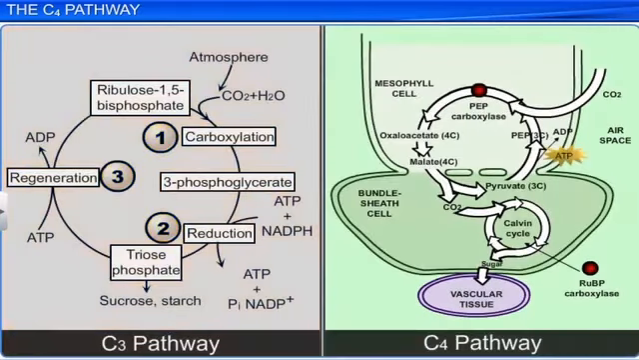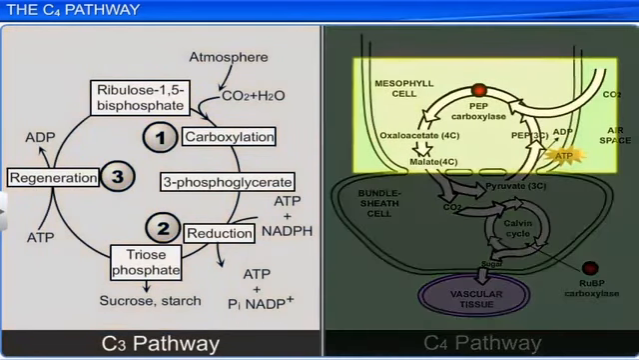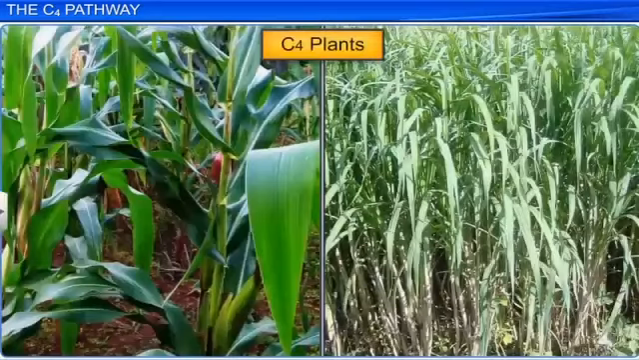Carbon fixation in C4 differs from C3 plants, as it has one extra step preceding the C3 Calvin cycle. C4 plants are found in hot and dry areas and are adapted to tolerate high temperatures and can respond to high light intensities.